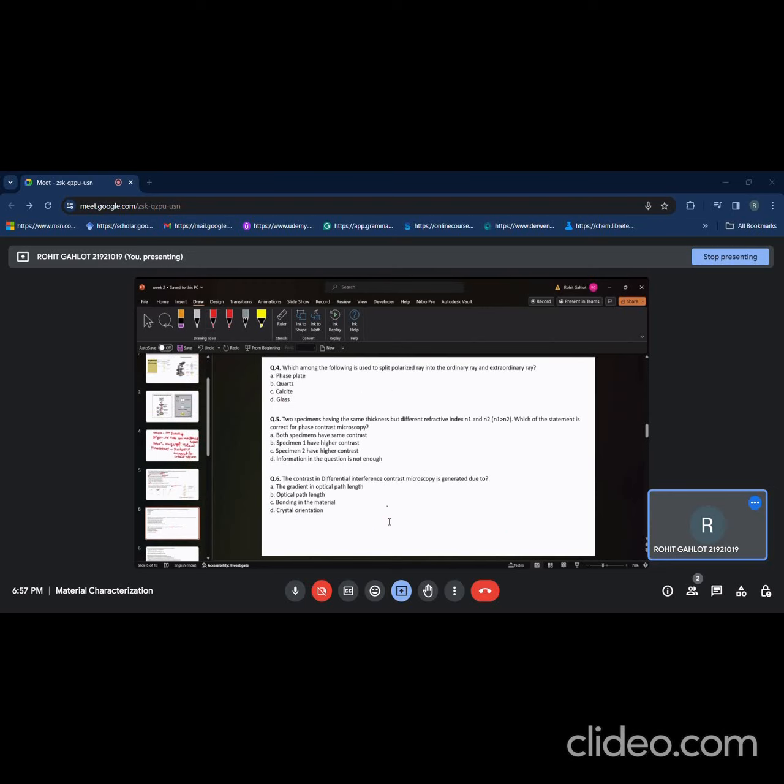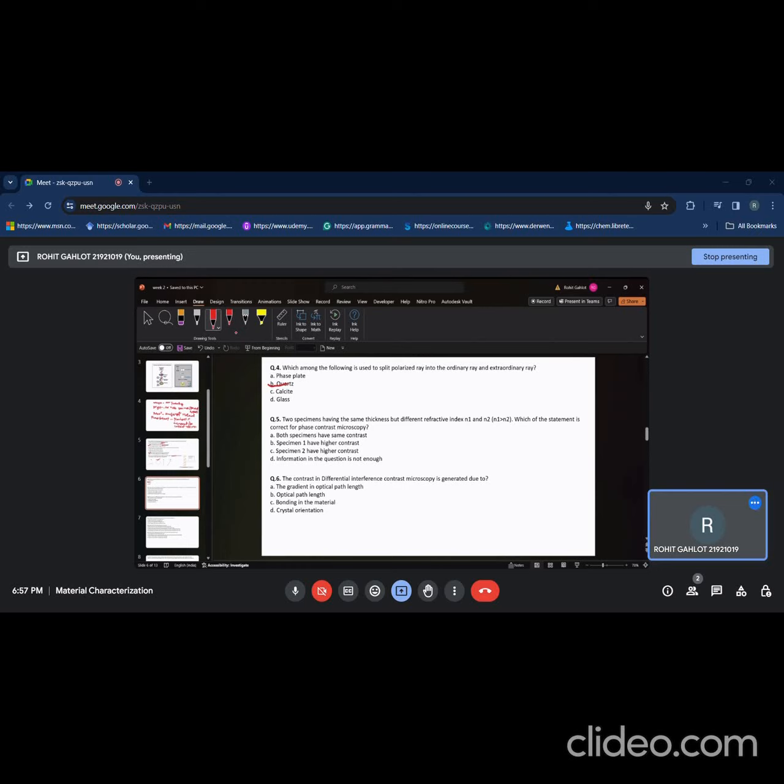And the fourth one is: which among the following is used to split a polarized ray into the ordinary ray and extraordinary ray? So this is quartz. This is a birefringent material, so this is the correct answer.